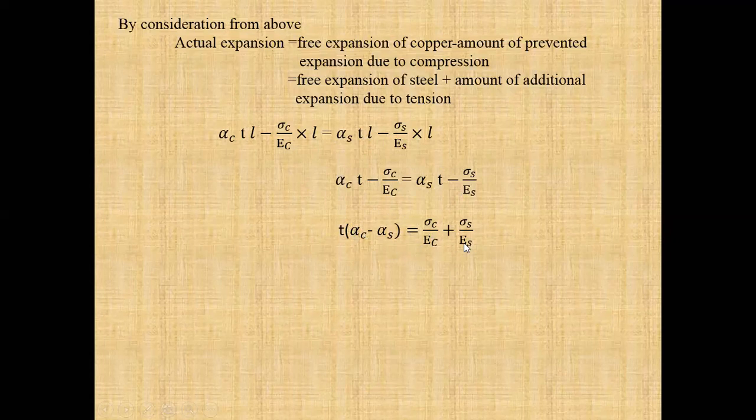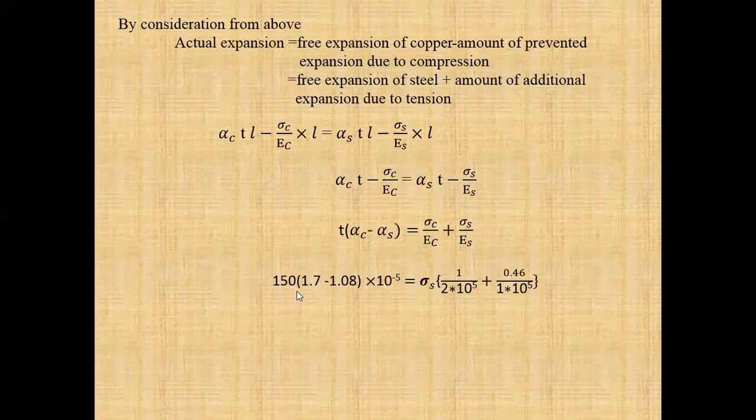So now just substitute the values in this. Where T is the temperature rise, that is 150 degrees centigrade. Alpha C we got 1.7 into 10 power minus 5, and alpha S is 1.08 into 10 power minus 5, that is given in the data. And here sigma S, EC is given. For steel it is 2 into 10 power 5 newtons per millimeter square, and this is sigma S.